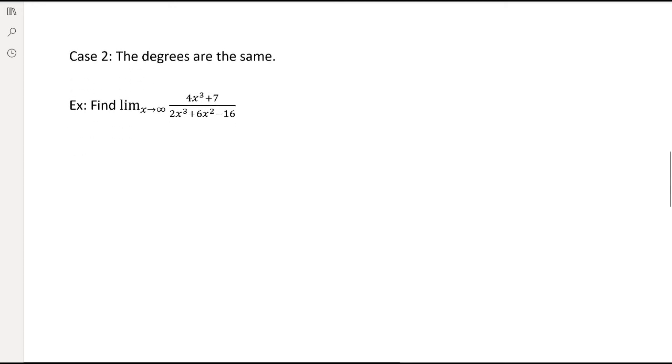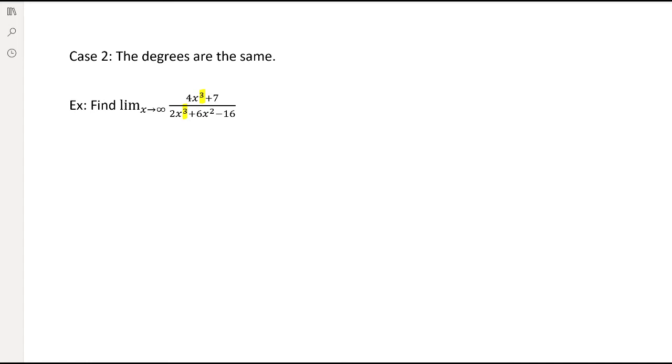Well, what happens if the degrees are the same? Let's talk about that. So here we have the limit as x approaches infinity. Well, what's the degree of the numerator? It's 3. What's the degree of the denominator? Oh, it's also 3. Okay. So once again, as these x values get really, really large, we only care about the dominating terms, right? The 6x squared, the 16, and the 7, we don't really care too much about those because when x gets really, really large, it's the 4x cubed in the numerator and the 2x cubed in the bottom that's dominating.